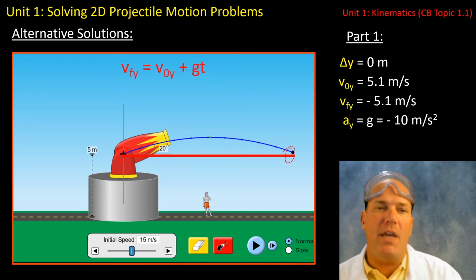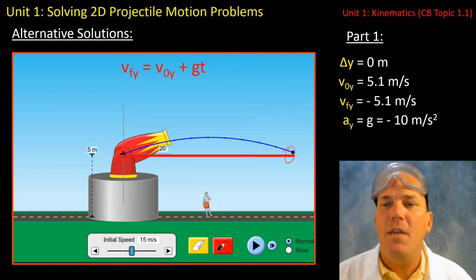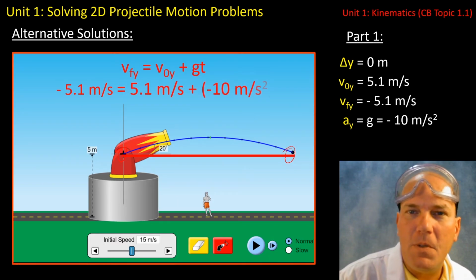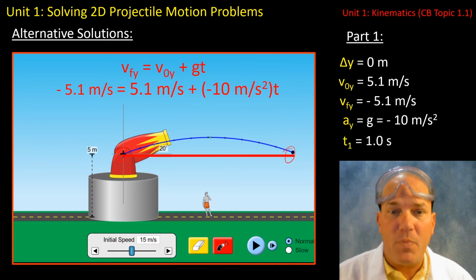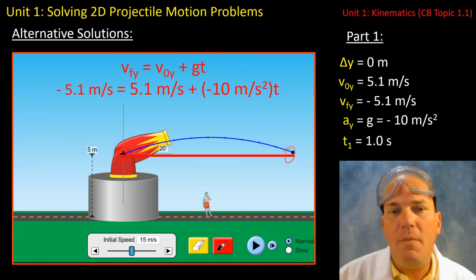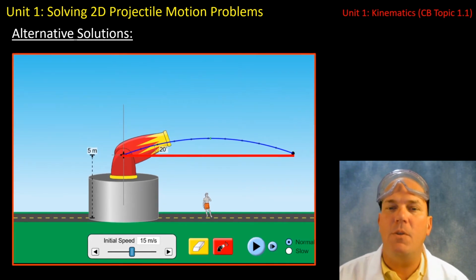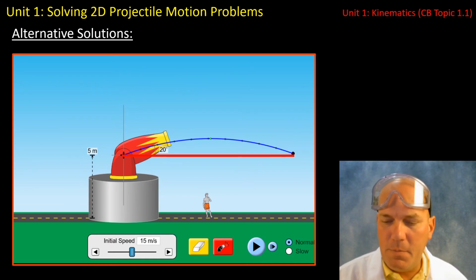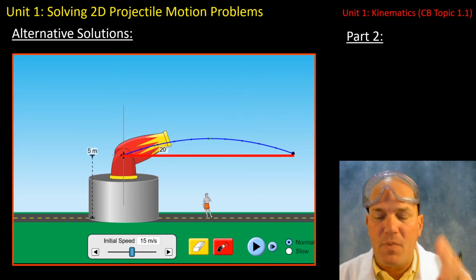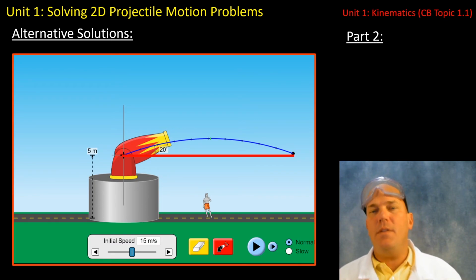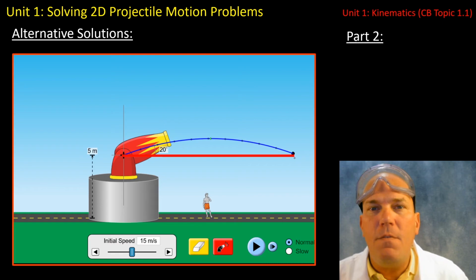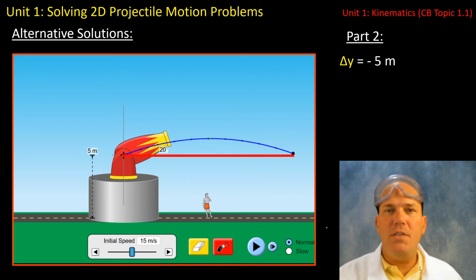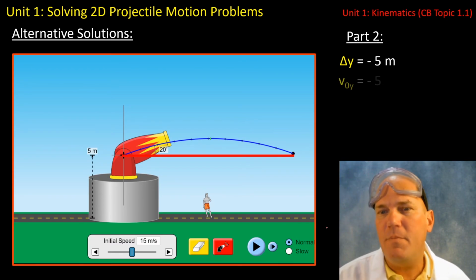Now we can choose a UAM because we have 3 variables here. We can plug and chug with these variables and get a time for part 1. Our time ends up being 1 second when we rearrange and solve that UAM. So now we know how long this motion took: about 1 second. Part 2 is where the object continues falling 5 meters to the ground below.